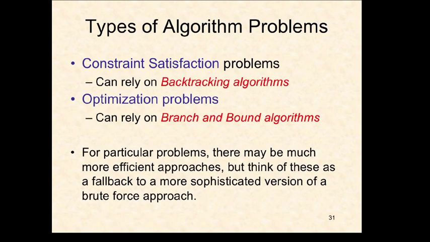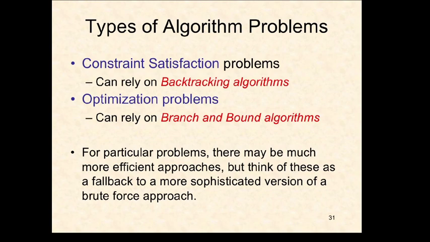Now, when we want to do these types of problems, either constraint satisfaction or optimization, we can rely on backtracking to solve a constraint satisfaction problem. We can rely on branch and bound to do optimization. It doesn't mean we have to go that way. If we don't find something better, this way will always work.